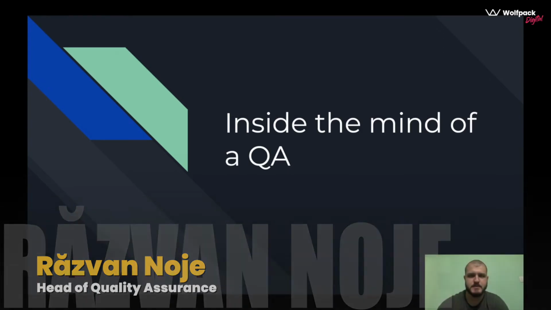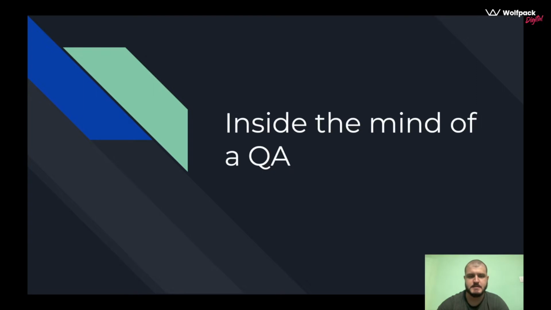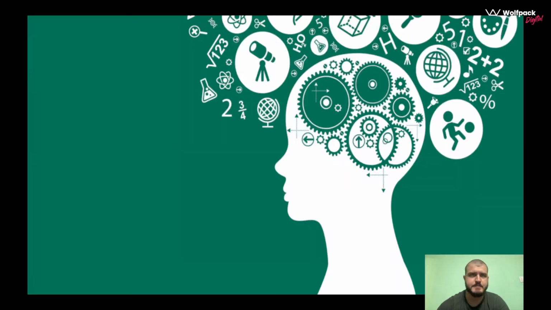I'm the head of QA at Wolfpack Digital, and in this video I want to talk about a very interesting subject, which is inside the mind of a QA. I think many of you wonder, how does the QA find such interesting bugs, or such nasty bugs, such complicated bugs? Probably many of you think that he grabs his phone, throws it to the ground, or he punches the monitor, or stuff like that, which is not technically true, but it has some truth in it.